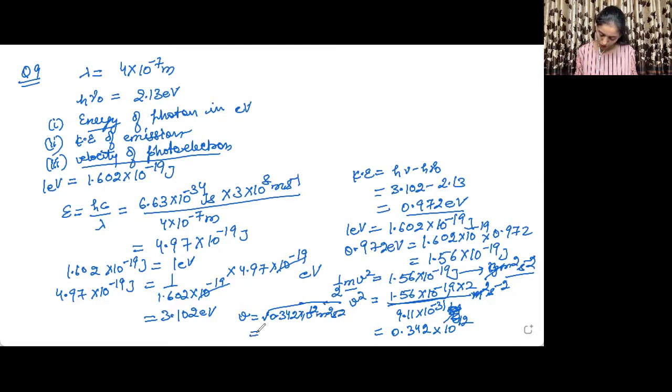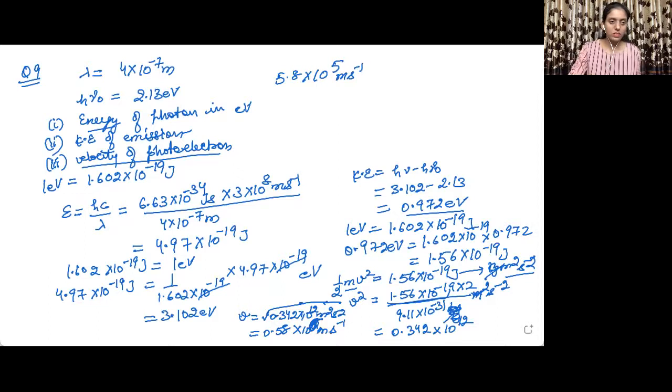So this will come out to be equal to root of 0.342, which is 0.58, into 10 raised to the power 6, because root of 10 raised to the power 12 will be equal to 10 raised to the power 6. So meter per second. Or we can say the value will be 5.8 into 10 raised to the power 5 meter per second. So hope this is clear to you. A bit long question, but it is simple. We need to go just step by step.